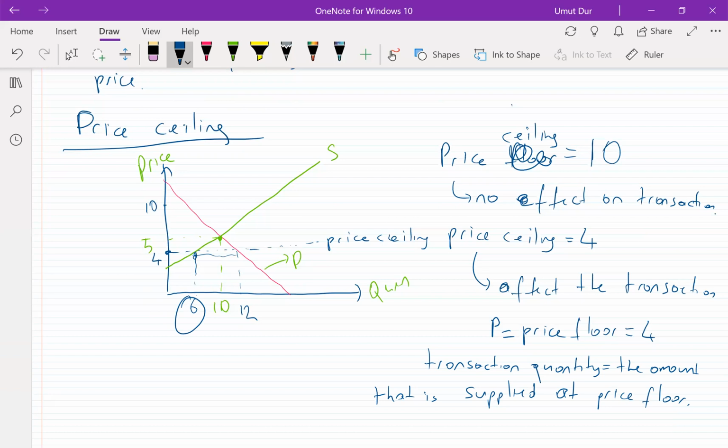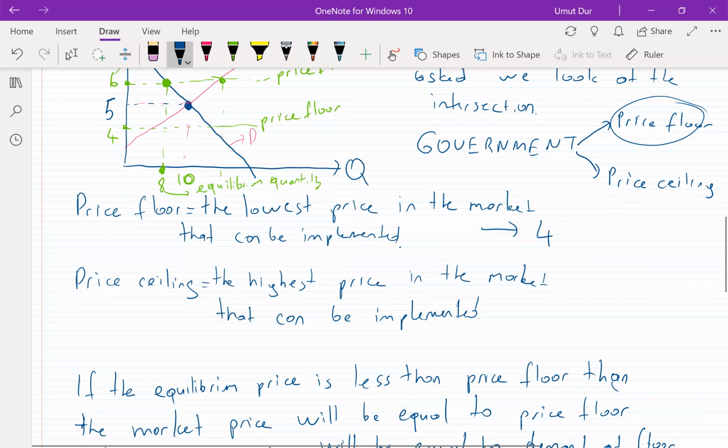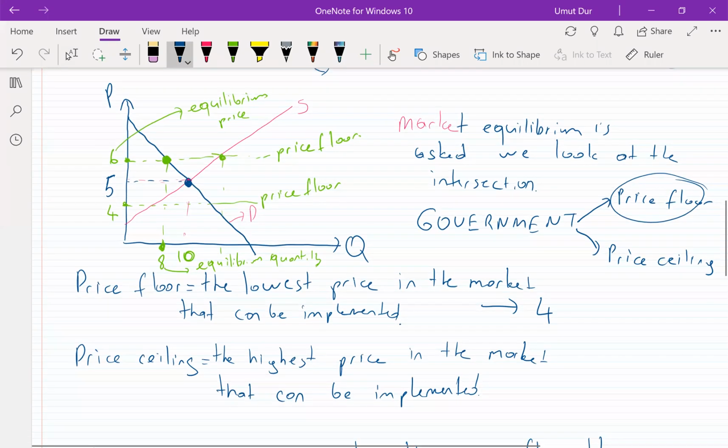So we call this difference between the quantity demanded and the quantity supplied, this difference is called the excess demand. And in the case of the price floor, this difference is called excess supply.